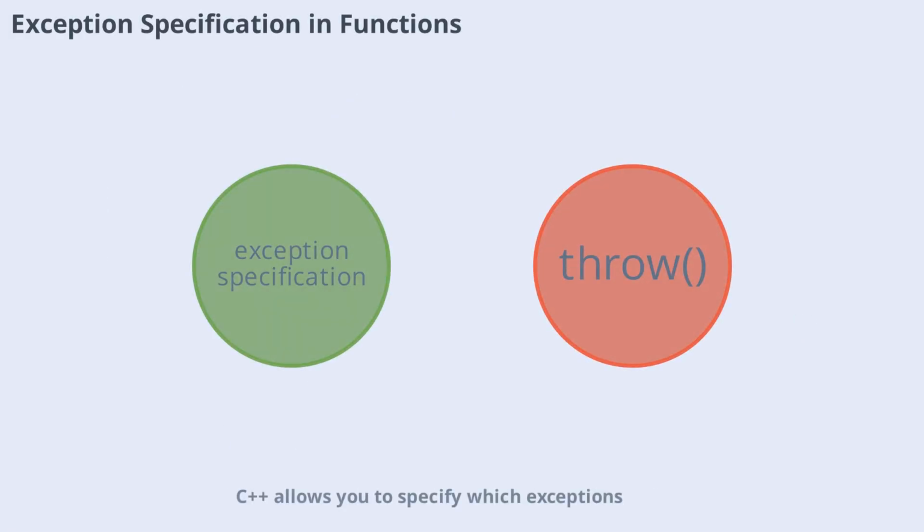C++ allows you to specify which exceptions a function might throw using the throw specifier. For example, float myFunction(char param) throw(int) means the function can only throw int exceptions. If it throws a different type, it won't be caught by a regular int type handler. This helps document and control exception behavior in your code.